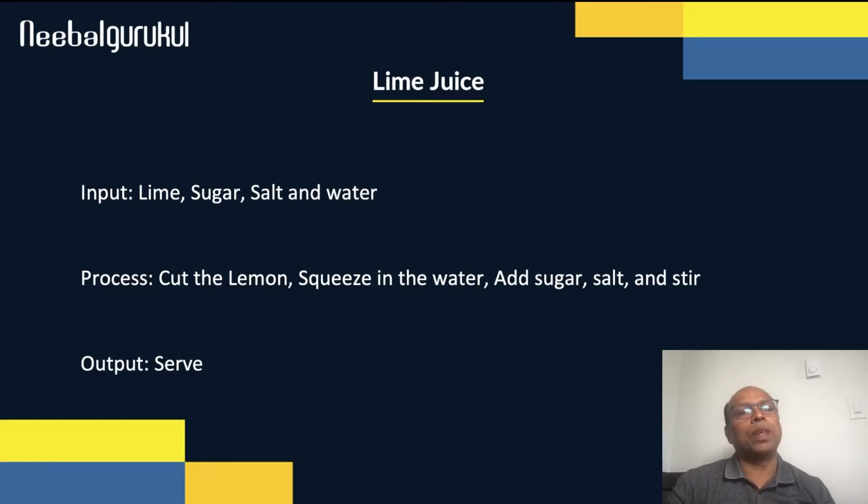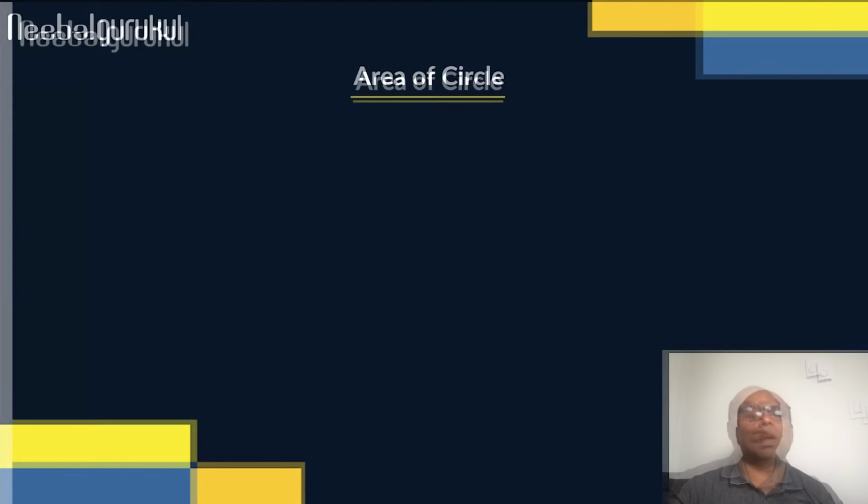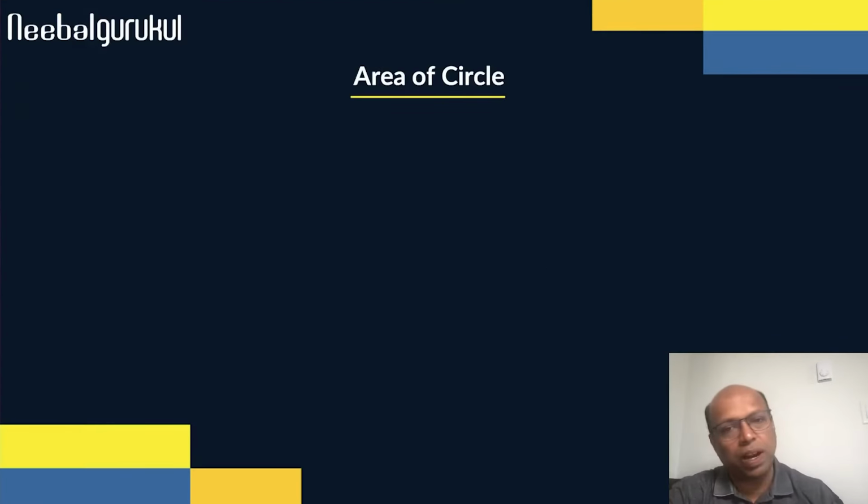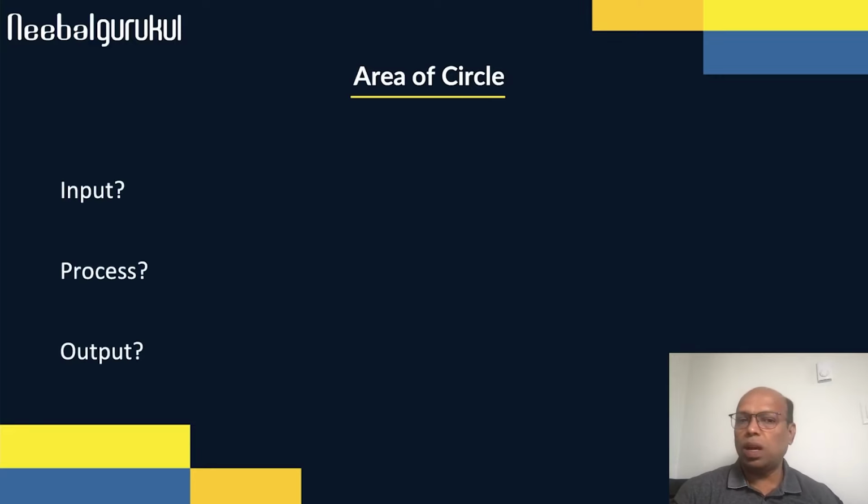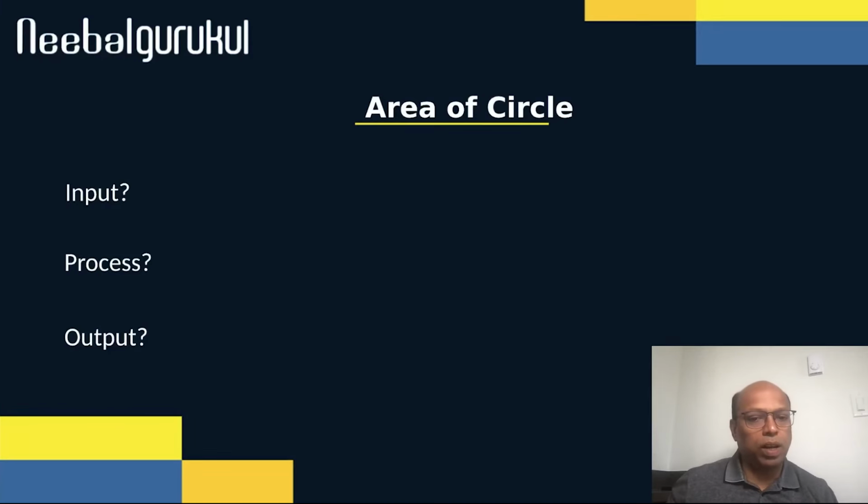You need to see. Okay, let's go a little deeper. Let's say in this case I want to solve the problem of finding the area of a circle. If you want to find the area of a circle, what is the input needed for me, what is the process needed, what is the output? Take your notebook and write it. Have you seen what the input needed is?